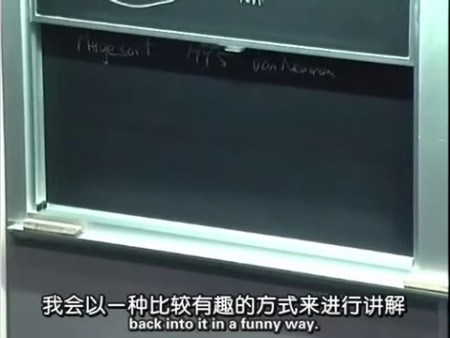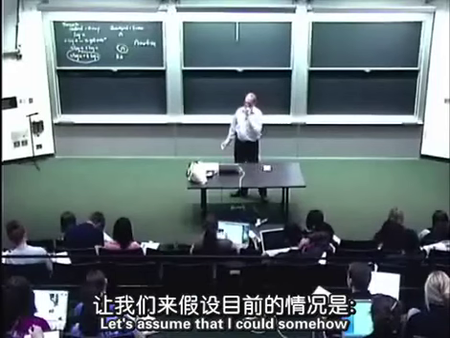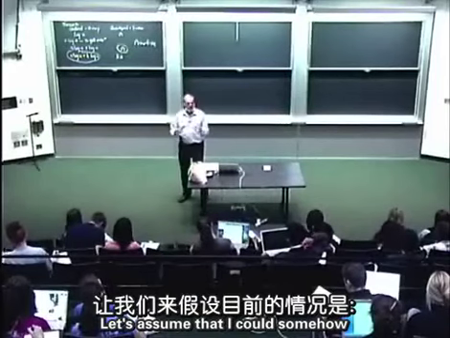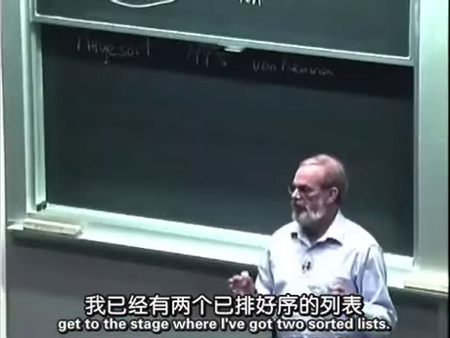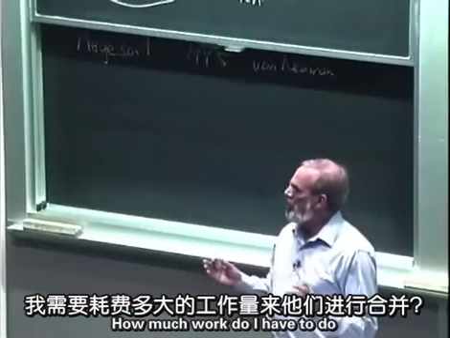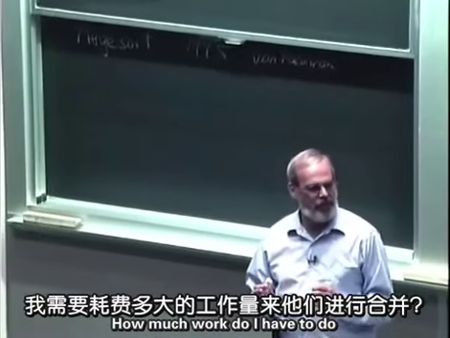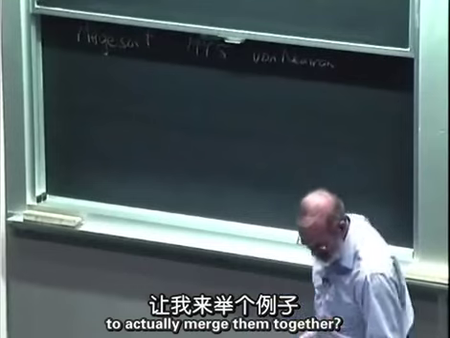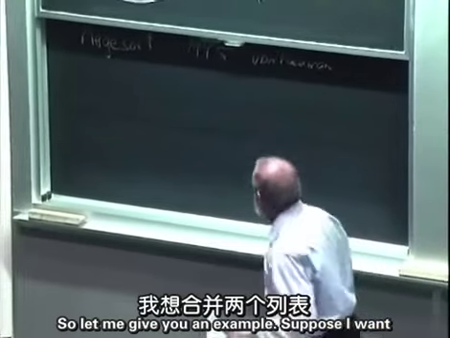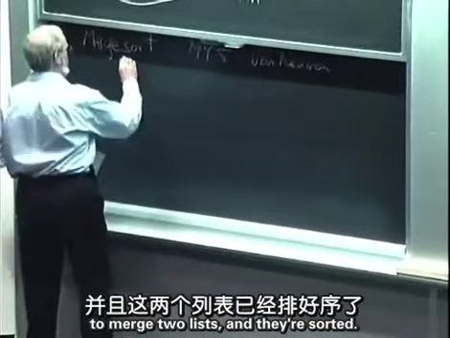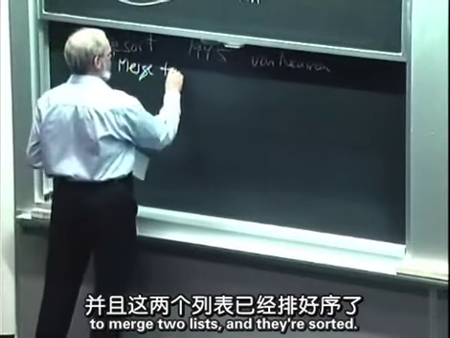Actually, I'm going to back into it in a funny way. Let's assume that I could somehow get to the stage where I've got 2 sorted lists. How much work do I have to do to actually merge them together? All right, so let me give you an example. Suppose I want to merge 2 lists, and they're sorted.